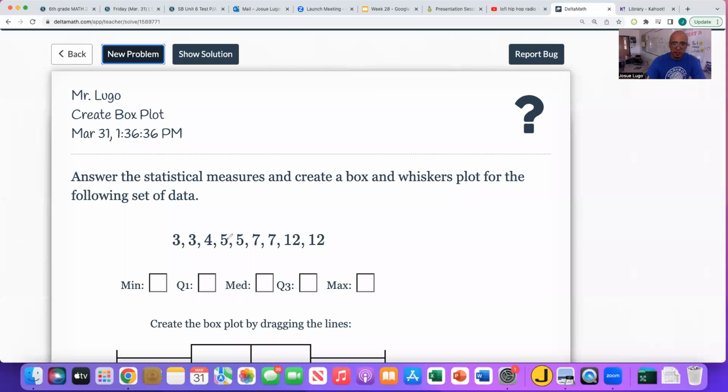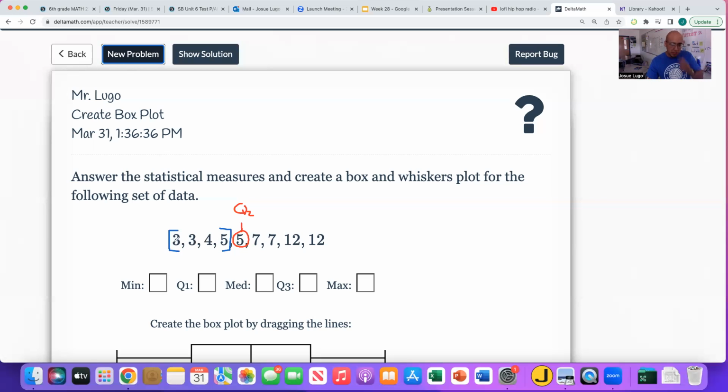It's already organized from least to greatest, so let's find the middle. I see 1, 2, 3, 4, 5, 6, 7, 8, 9. So I should have 4 on one side, 4 on the other. Ladies and gentlemen, 5 is our median. Notice that I have 1, 2, 3, 4 points to the left, 4 points to the right. 5 here is not part of the lower or the upper. That is my Q2. So again, that 5 is not part of the left, so I'm not going to include it here with the bottom set.